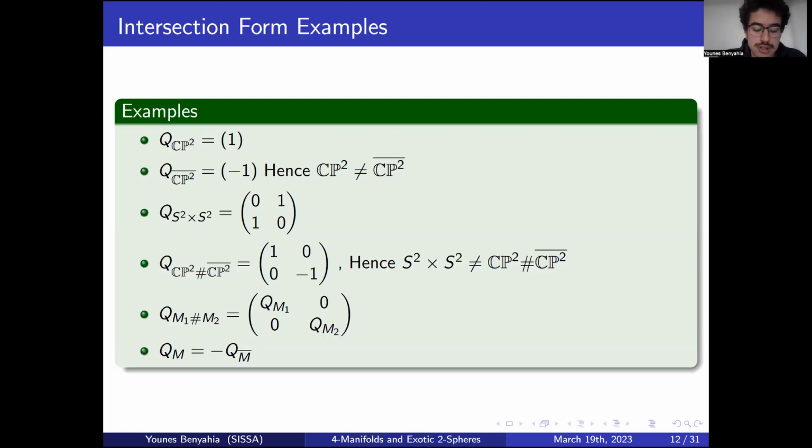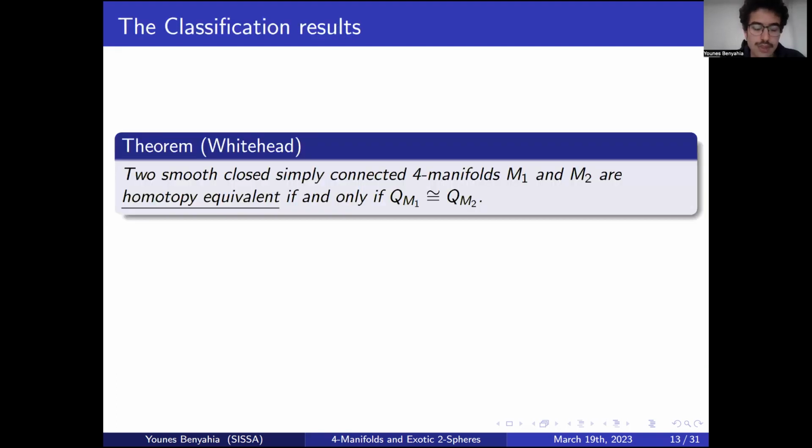So how does this intersection form help? The first theorem is by Whitehead. It's quite an old one. Two smooth closed simply connected four manifolds M1, M2 are homotopy equivalent if and only if they have the same intersection form, or a congruent intersection form. So if they have the same intersection form, the conclusion is that they are homotopy equivalent.